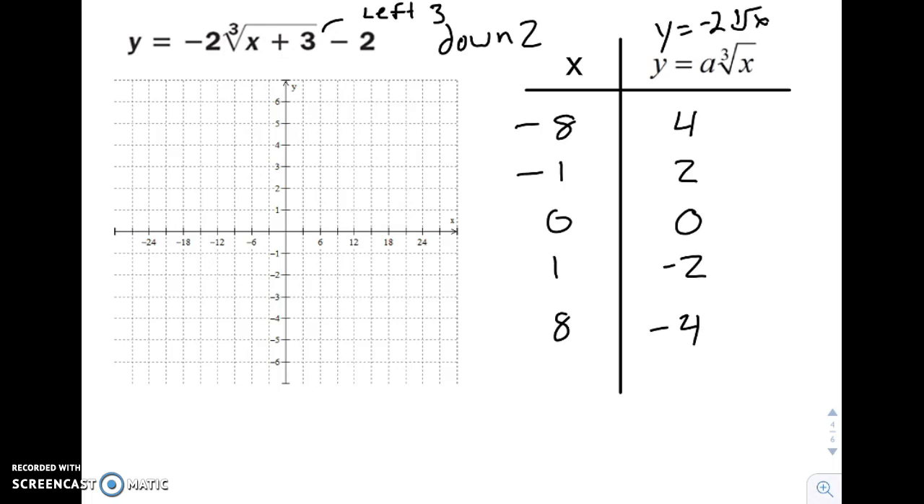So you plot those coordinates. 0, 0, let's see, over 1, down 2, back 1, up 2. They're symmetrical, so you can kind of do both at the same time. Over 8, down 4, and back 8, up 4. We could go one more, 27. Looks like we would have enough room, but you get the idea.